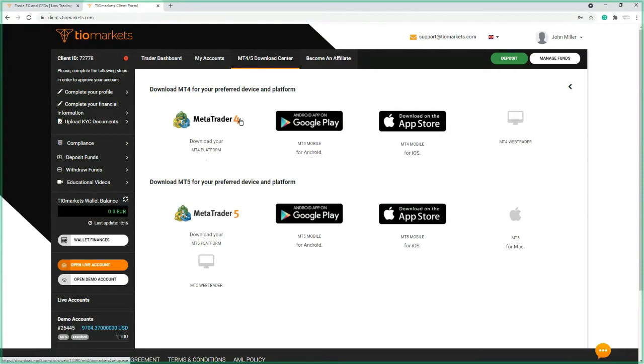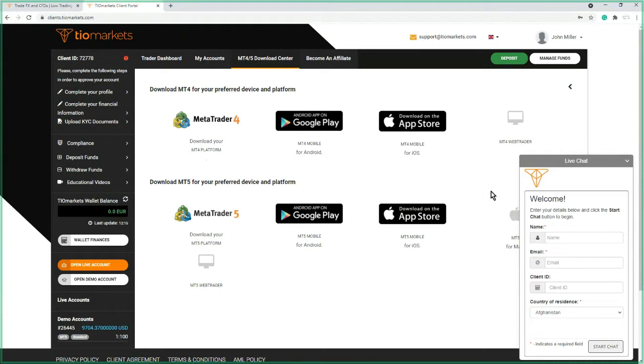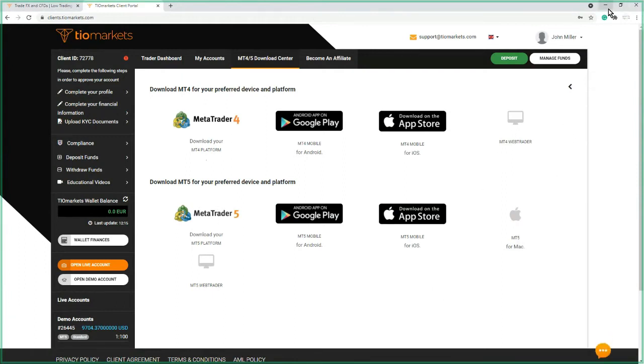I'm sure most of you have installed software so often, but if there are any problems, go to this orangey thingy down here on the right hand side. It takes you to our customer support team. They will help you to figure out how to do this if you have any problems. So that's there for you guys always. And if you prefer email, then you can email support@TIOmarkets.com.